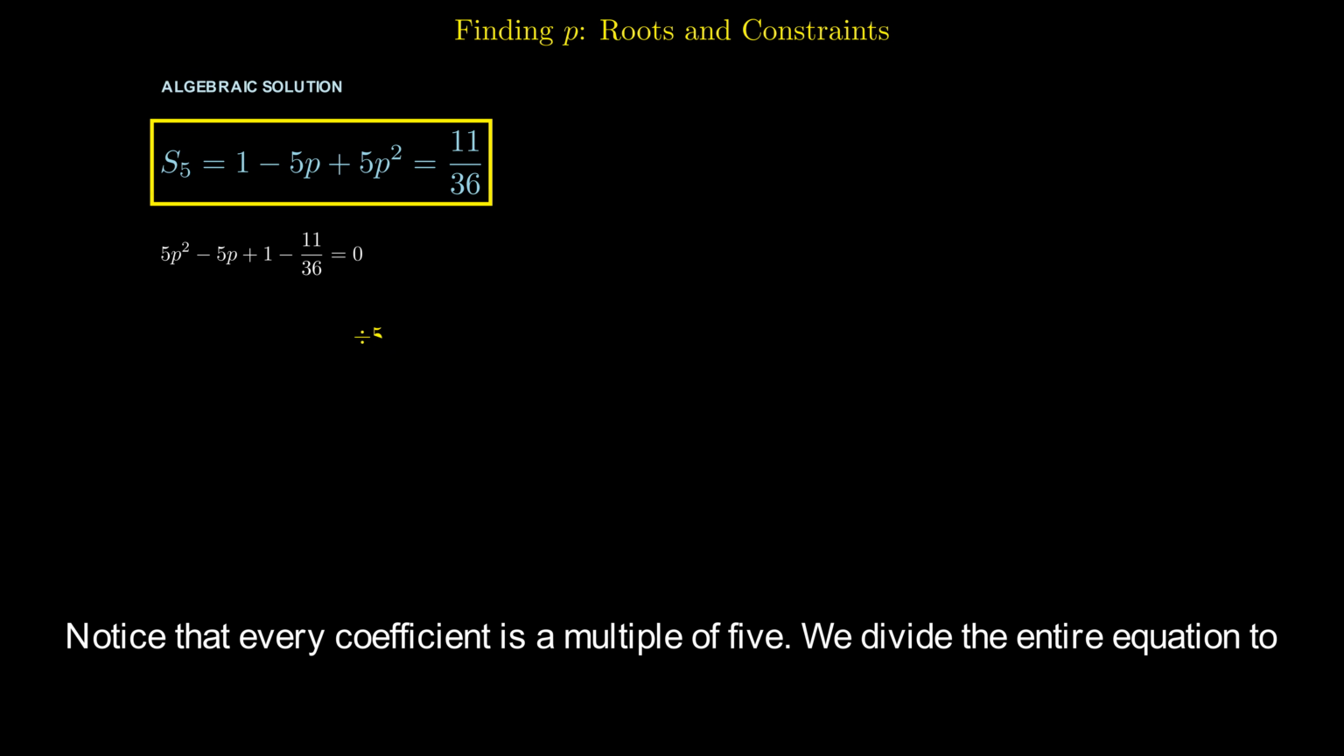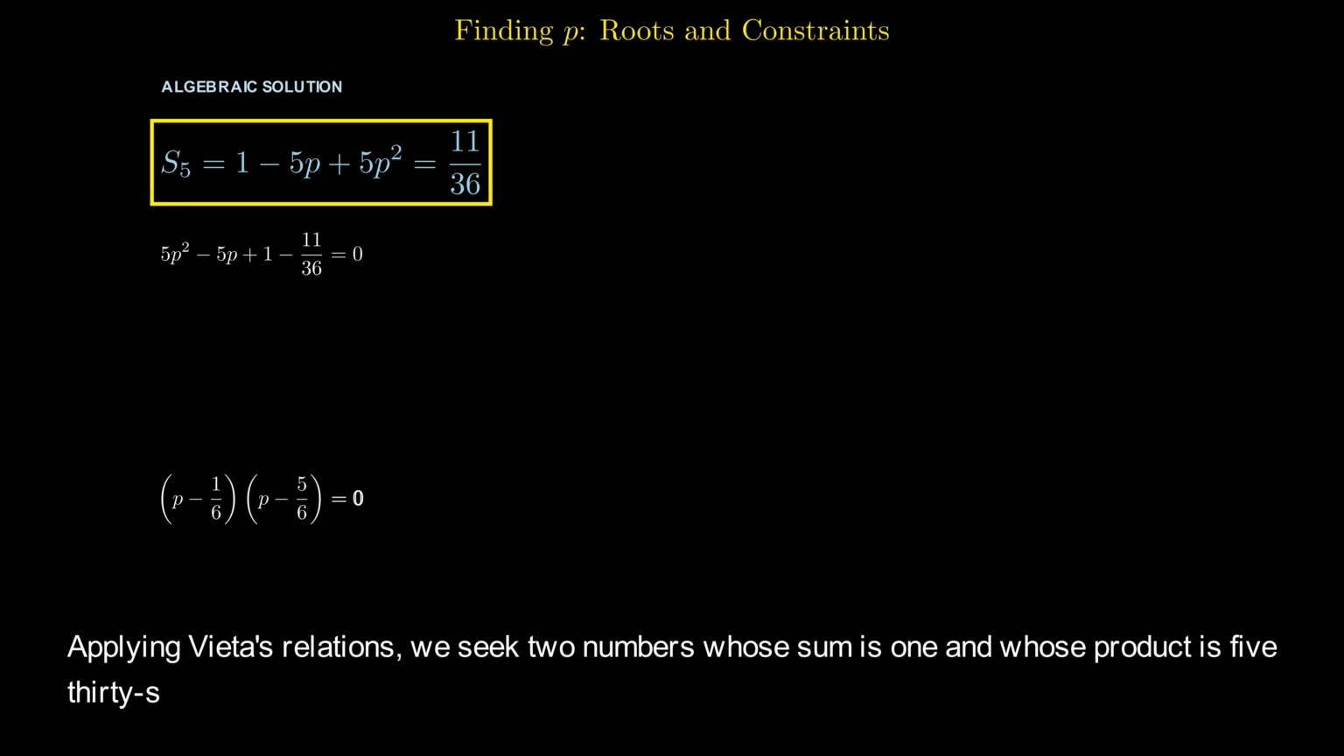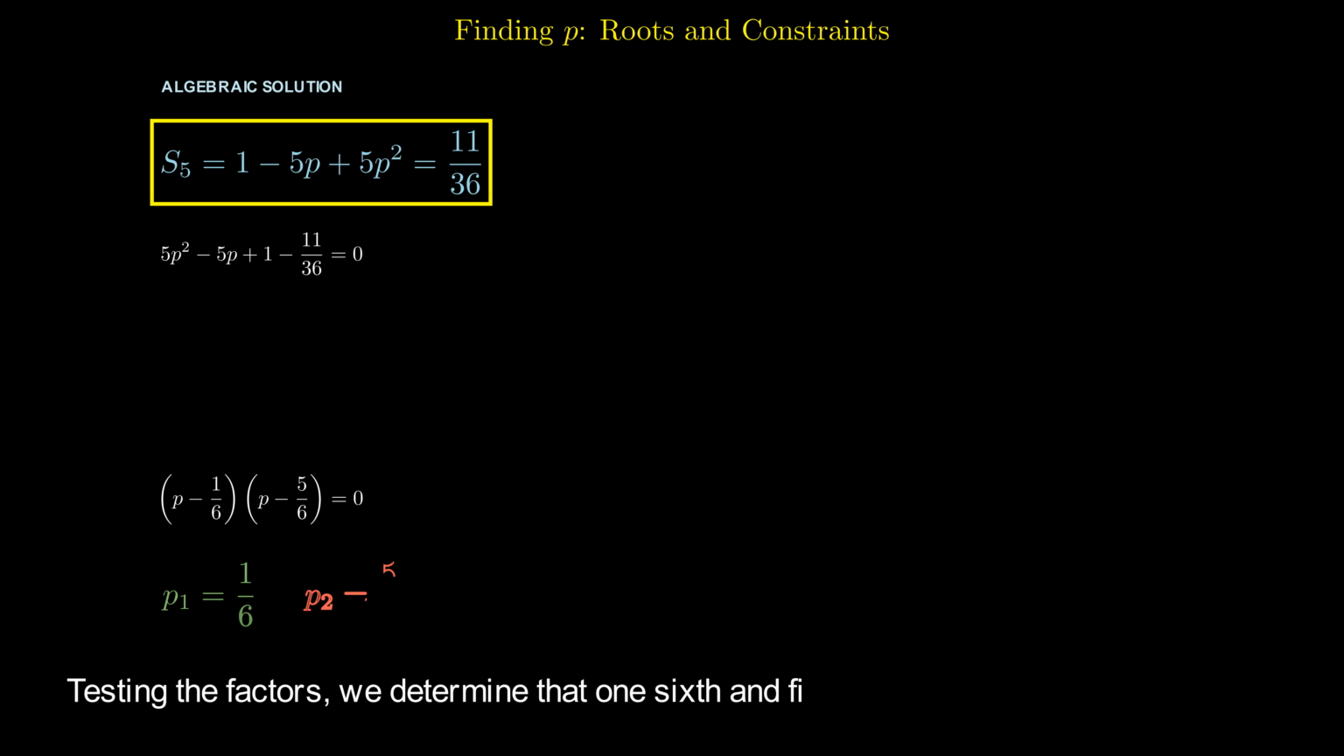Notice that every coefficient is a multiple of 5. We divide the entire equation to produce a monic quadratic. In mathematics, reducing complexity at every opportunity is a mark of professional discipline. Applying Vieta's relations, we seek two numbers whose sum is 1 and whose product is 5/36. Testing the factors, we determine that 1/6 and 5/6 are the unique solutions.